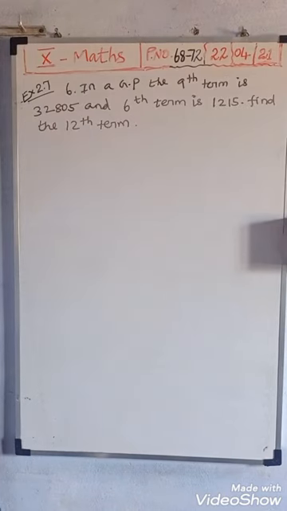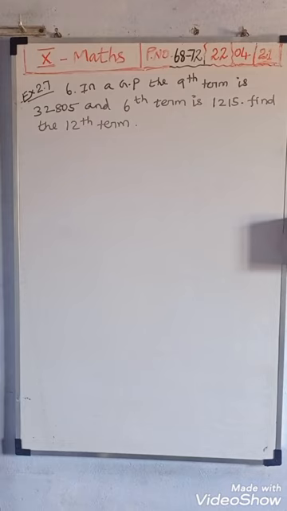See, next 6th one. In a GP, the 9th term is 32,805 and the 6th term is 1215. Find the 12th term. Okay. So see, in a GP the 9th term and 6th term are given. Using these two terms, first we want to find the first term and common ratio. Then only we can find what the 12th term will be.